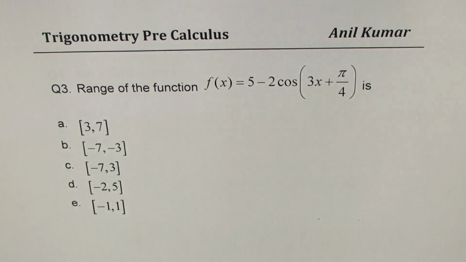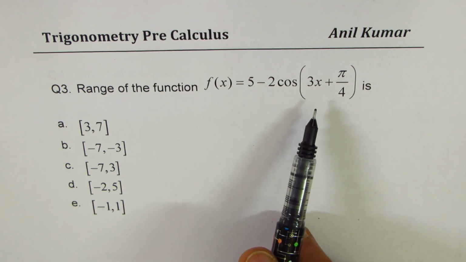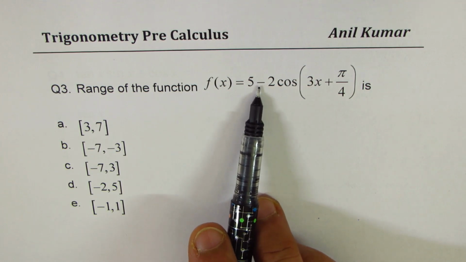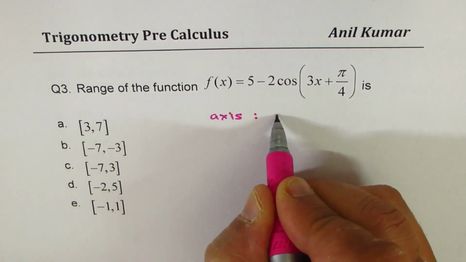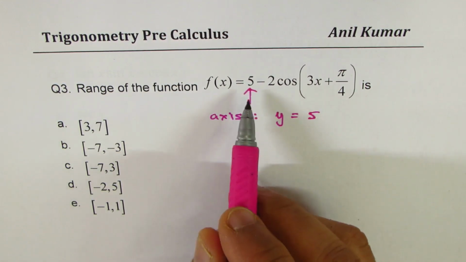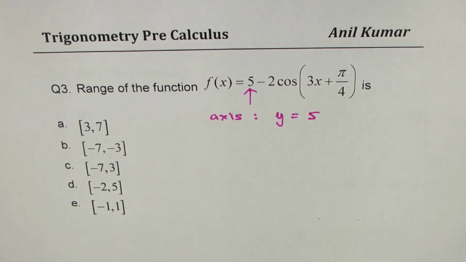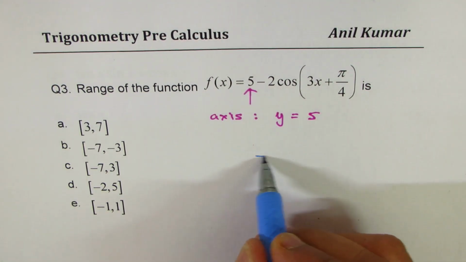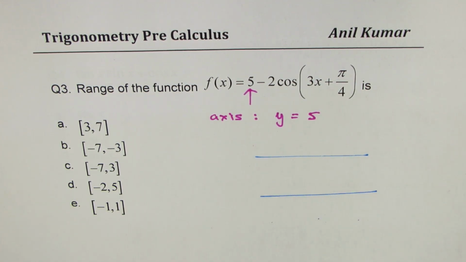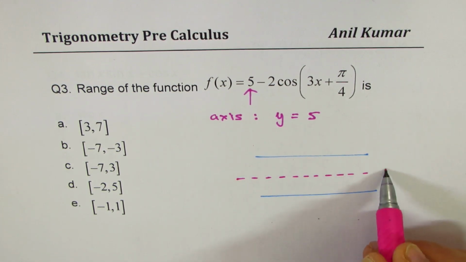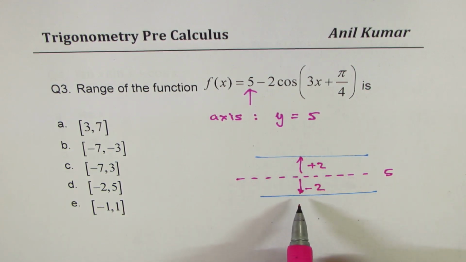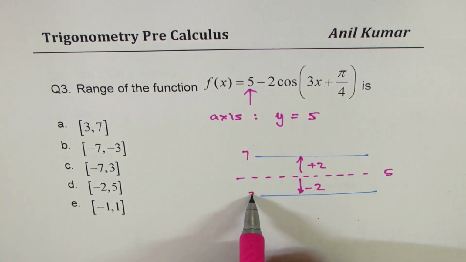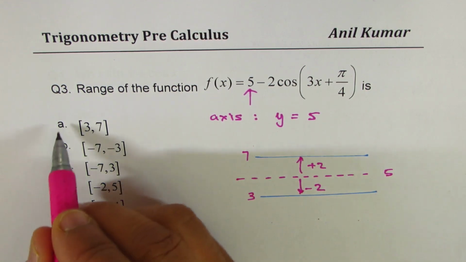Now let's move on to question number 3. Question number 3 is the range of the function. Well, the domain is all real numbers, so we will concentrate on the range. Now here, the axis is at 5, so we know the axis is at y equals 5. So this is your axis, right? From the axis, you're going 2 units up and 2 units down. Do you agree with me? So that -2 means the axis is 5, and you're going from there 2 units up and 2 units down. So you go +2 and -2. So where is the maximum and minimum? Maximum will be at 7, minimum will be at 3. So it is from 3 to 7. Perfect. And therefore, the answer is A.